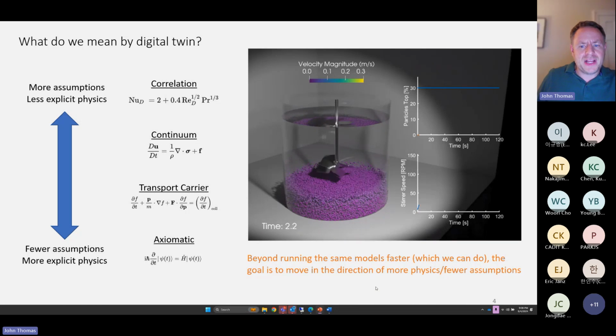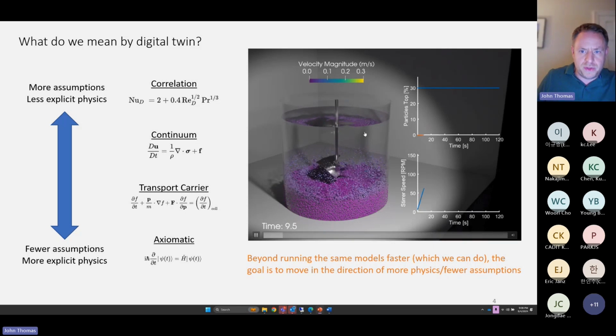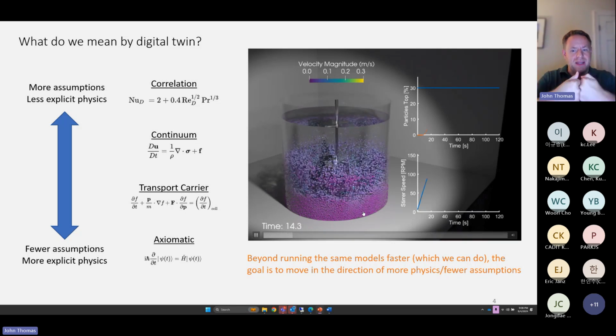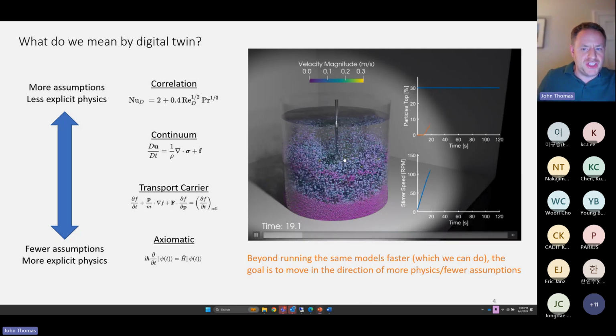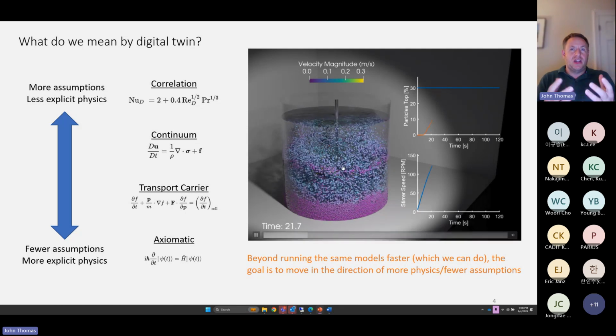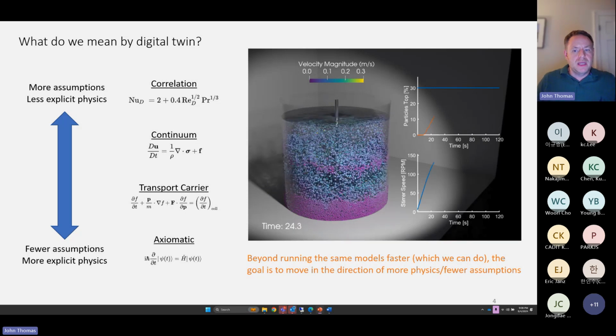Here's an example of that in action. In this particular MSTAR simulation, I'm doing CFD-DEM. I'm modeling fluid flow with a free surface, and I have particles as well, and the particles have contact mechanics preventing them from collapsing. As time goes on, the agitation of the impeller causes these solid particles to become suspended.